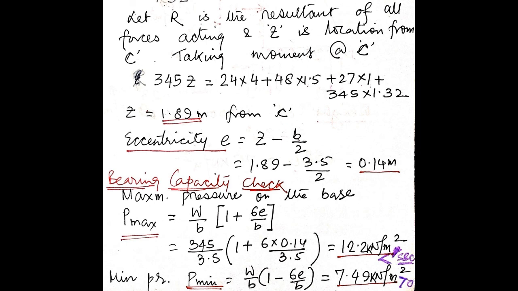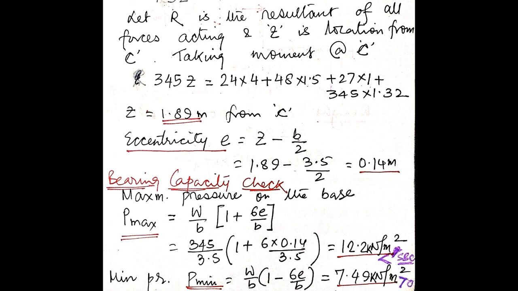Now what will be the maximum pressure on the base? Maximum pressure, as I have explained earlier, is W by B within bracket 1 plus 6E by B. So that gives us 12.2 kilonewton per meter square. As I have told you earlier, this maximum value should be less than safe bearing capacity. What is the safe bearing capacity given here? It is given as 75 kilonewton per meter square. Okay, so it is safe.